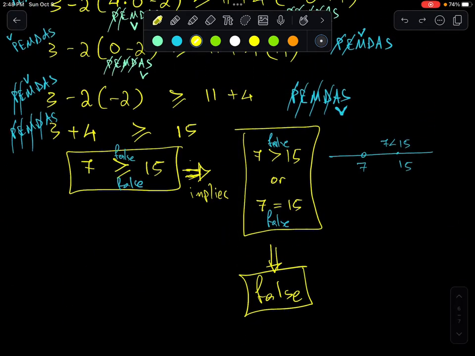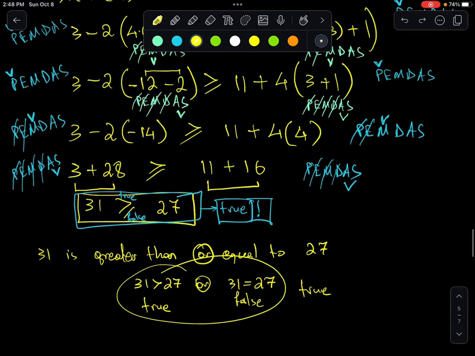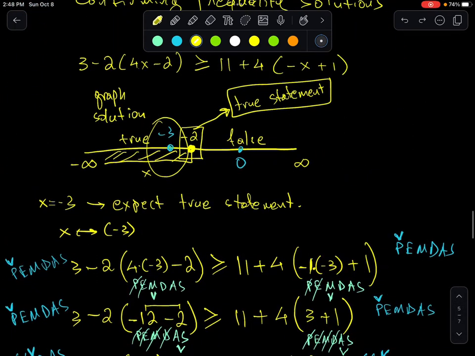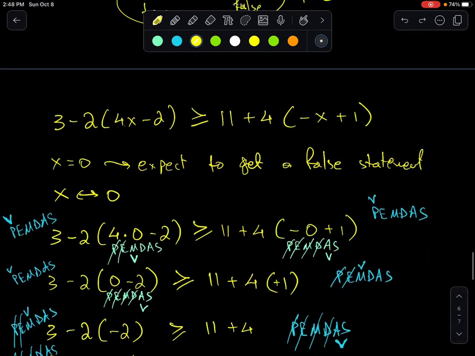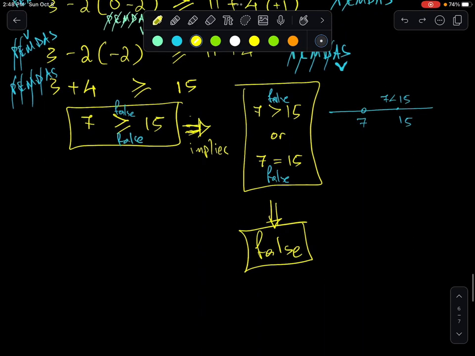Okay, summarizing, we plugged in two numbers, one from the true area, one from the false area, that was -3 and 0, and confirmed that the statement we got was a true statement when the number was in the true area, and a false statement when the number was in the false area, and that gave us confirmation that our solution was correct.